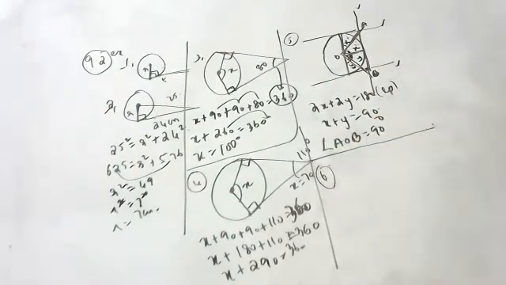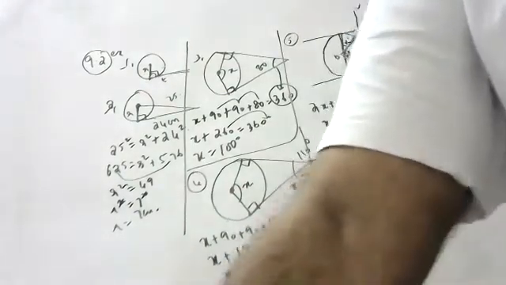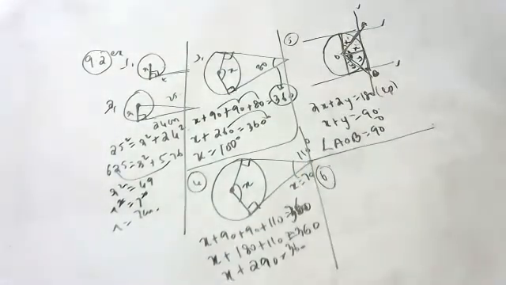2x plus 2x is 180 because it is a linear shape. Next question.